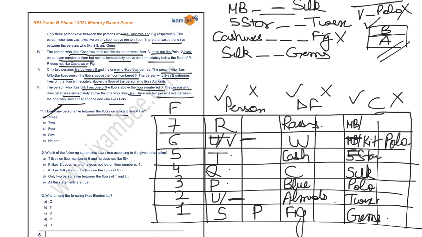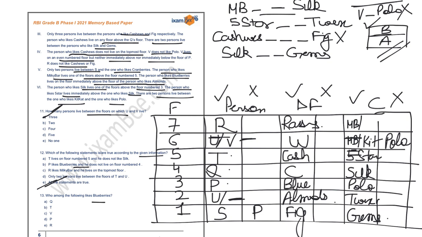Now it is asked which of the following statements is or are true according to the given information. So you have to read each statement. T lives on floor number 5 and does not like Silk, so this is absolutely right. Similarly, P likes blueberry, so it is absolutely right as well. So if both statements are right, the answer for this situation is that all statements are true, that is option number E, right?